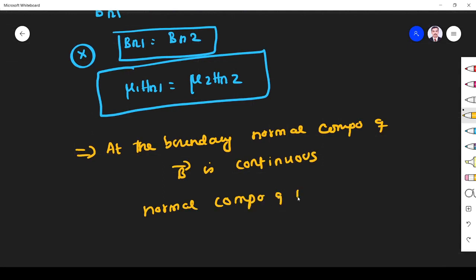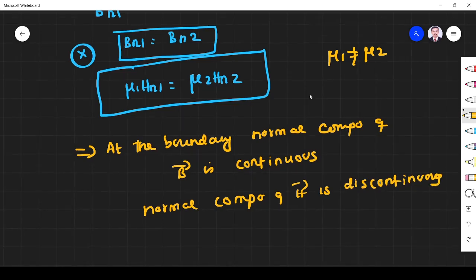whereas normal component of H is discontinuous. Because Bn1 is equal to Bn2 means both are the same, so it is continuous. Here you see mu1, mu2 are different values, so the Hn answer will be different. You understand? Mu1 is not equal to mu2, right? So they will have different values. So normal component of H is discontinuous at the boundary. That is a very important conclusion. Okay, so that's what we learned from the normal component.